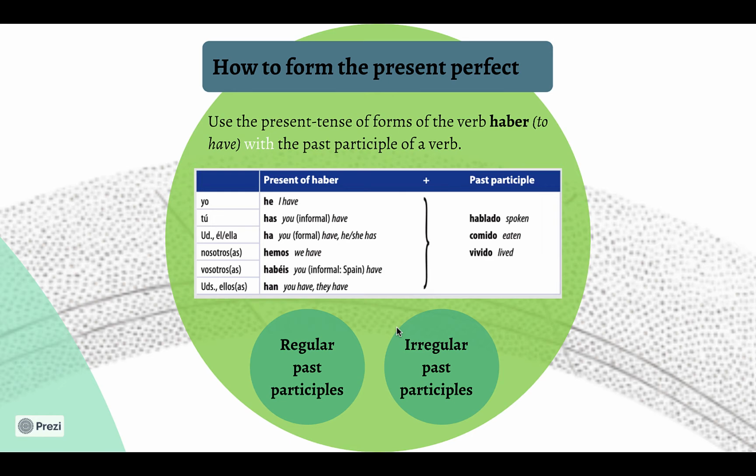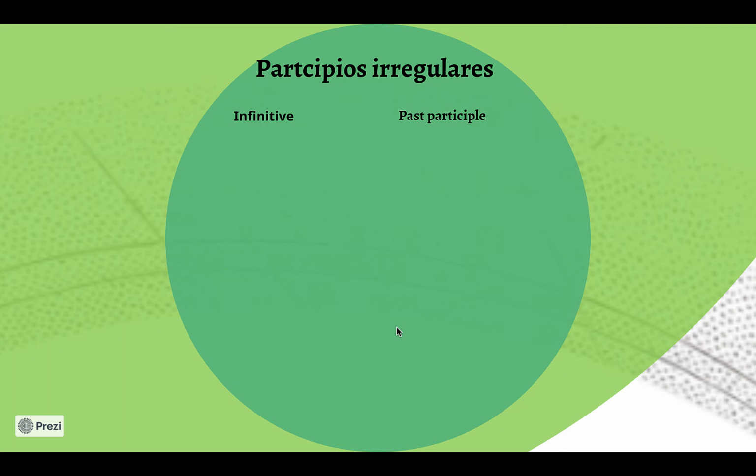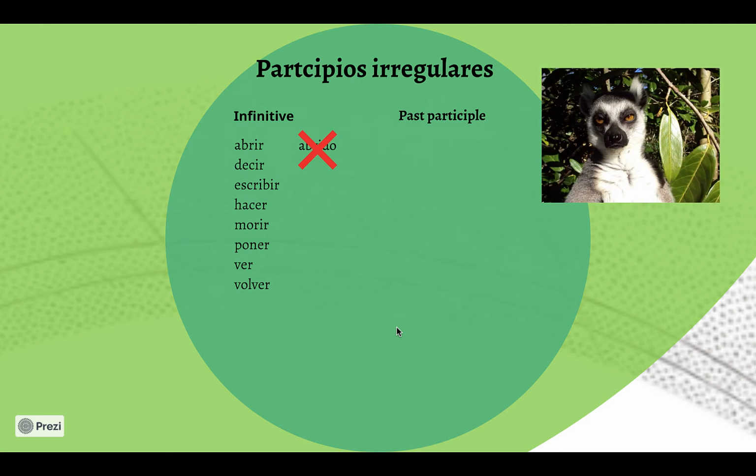All right. So now the irregular past participles. So here we have some infinitives. So abrir, you're like, oh wow, that's an ir verb. So it would be abrido, huh? Wrong. That's the thing about irregular verb participios. You're just gonna have to remember them. There is no rule to them, and so here's just the past participles of these irregular verbs.